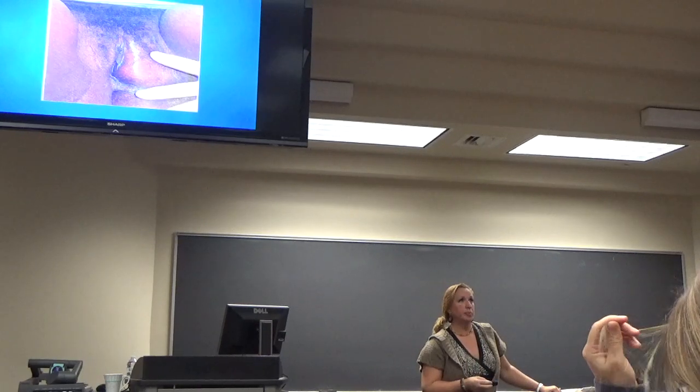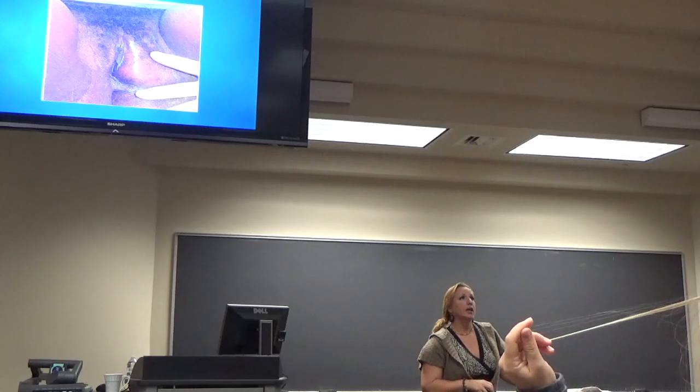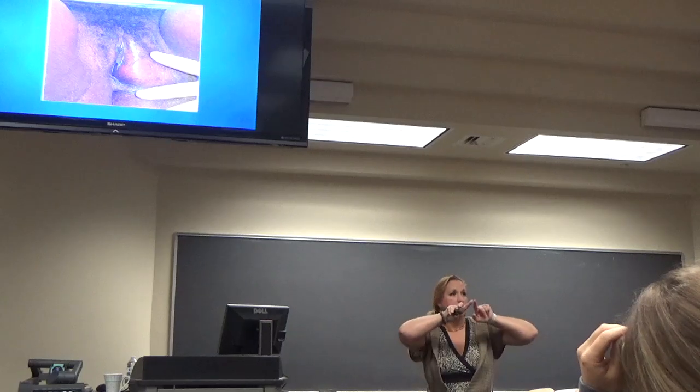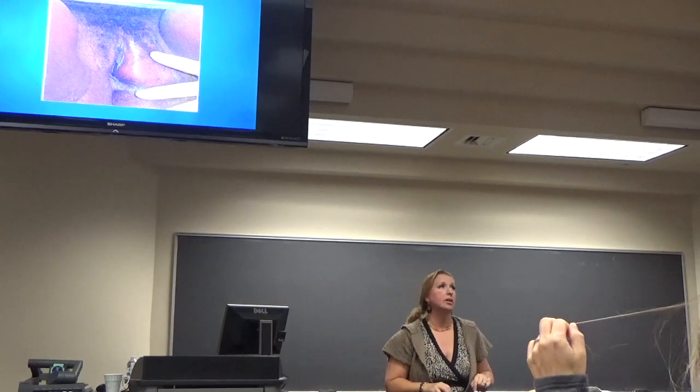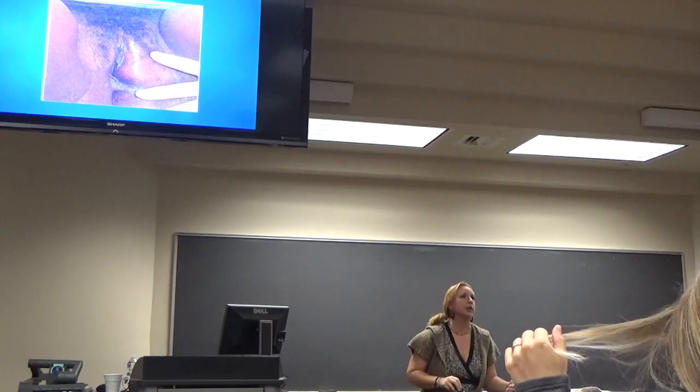This is a picture of a Bartholin's abscess. So again, it's on the inferior portion of either wall of the vaginal opening, because you've got them on both sides. And the Bartholin's gland is what helps produce some of the lubrication that we need.